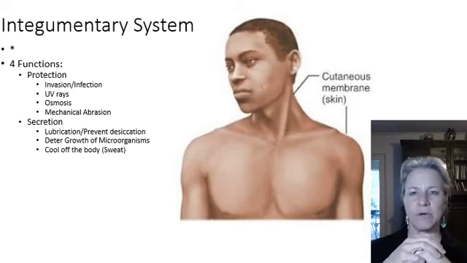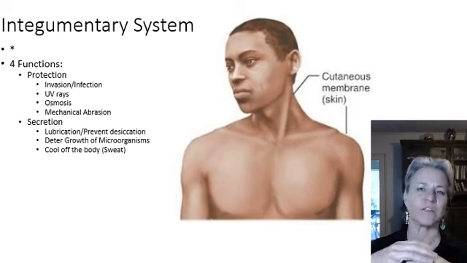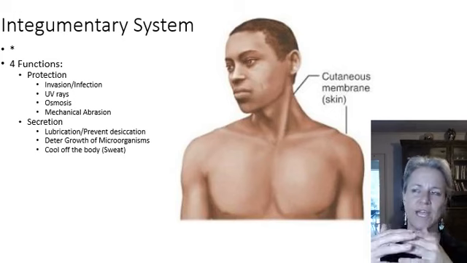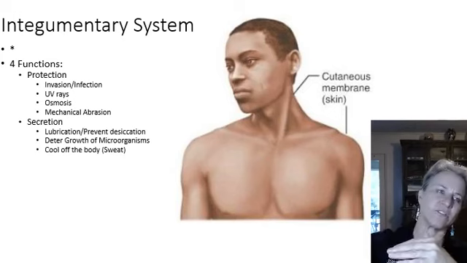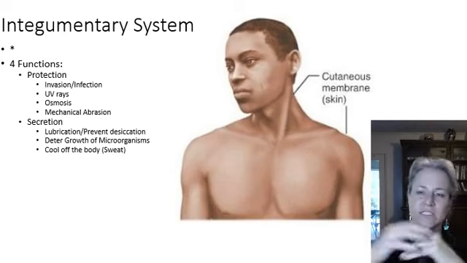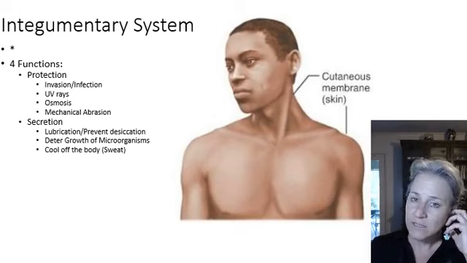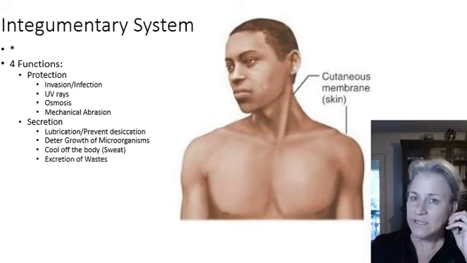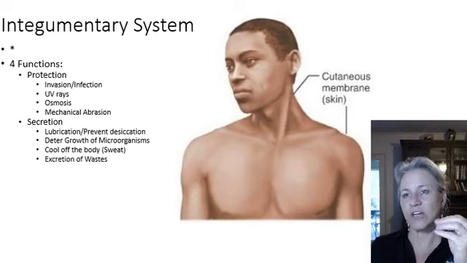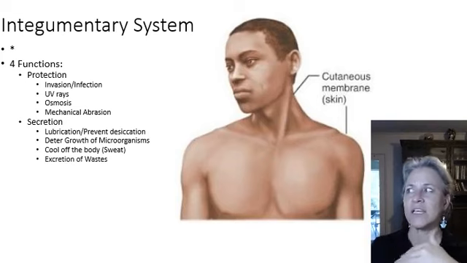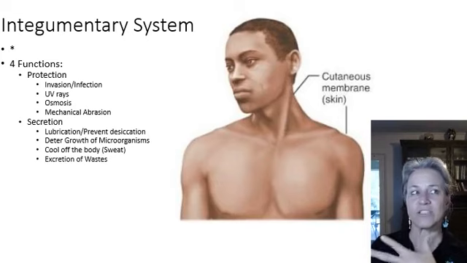And another purpose, we sweat in order to cool off the body. It's one of the cooling mechanisms. When we sweat, the sweat evaporates off of the surface of the skin, and as a cooling mechanism, it helps cool off the body. And in the secretions, there are waste products. So really, secreting onto the surface of the skin is a method of excreting waste. So it's also like excretion.